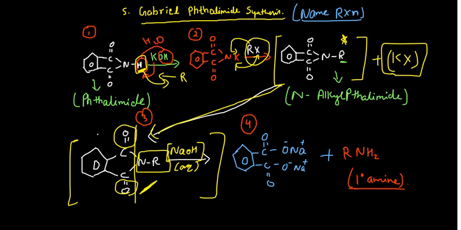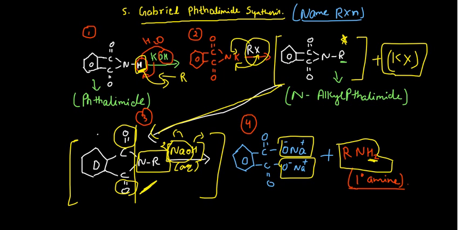If you take NaOH separately, NaO two times, since this molecule is two times, this is going to add up as ONa and ONa, and the rest is going to add up in the NR part, which is our primary amine. So our mission is successful, and I think you got the idea about this.